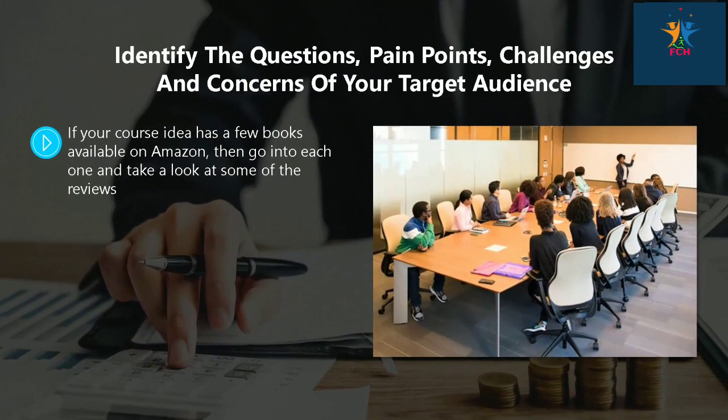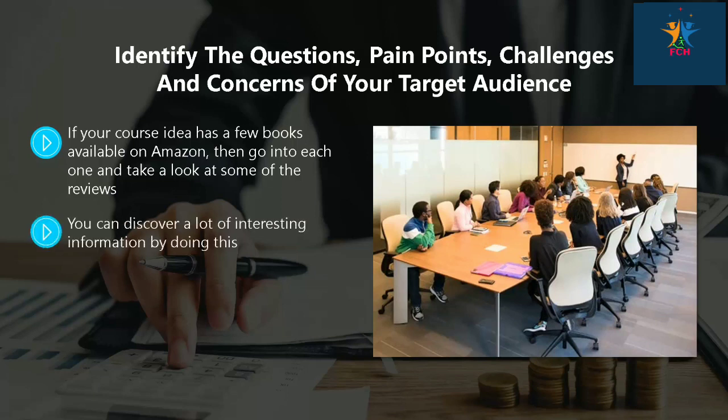If your course idea has a few books available on Amazon, then go into each one and take a look at some of the reviews. Forget the 5 and 4-star reviews and focus on the 3 and 2-star reviews. Why? Because the people that leave 3-star reviews in particular are usually going to leave specific points. You can discover a lot of interesting information by doing this. For example, you might find that some people were unhappy that a particular subject was not covered, or that something could have been explained in a better way. Make a note of these things.